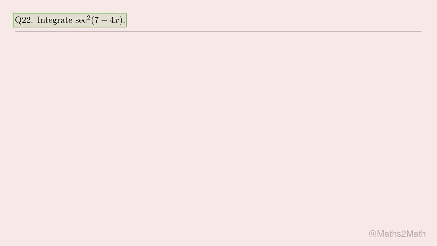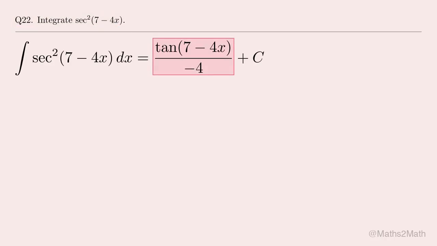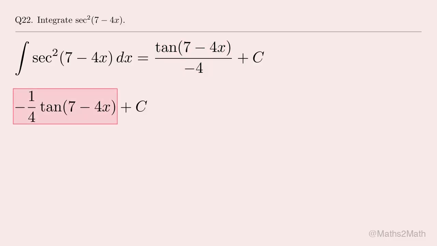Question 22. Secant squared of a falling linear angle. The inner slope is minus 4. Tangent of the angle over the slope. Written with the minus in front.